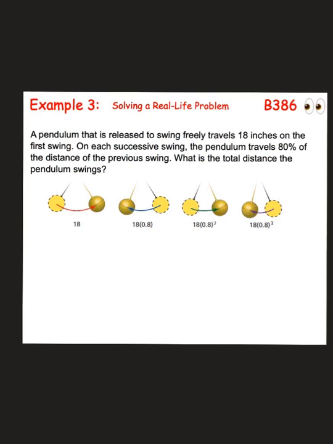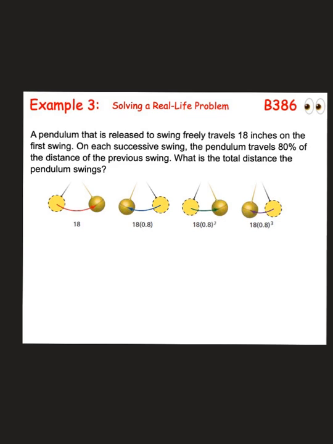This is a real-life word problem. It says a pendulum that is released to swing freely travels 18 inches on the first swing. On each successive swing, the pendulum travels 80% of the distance of the previous swing. What is the total distance of the pendulum swings?